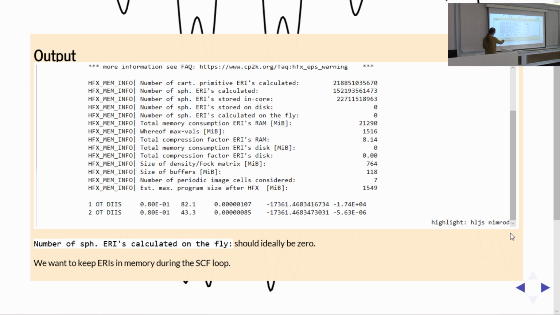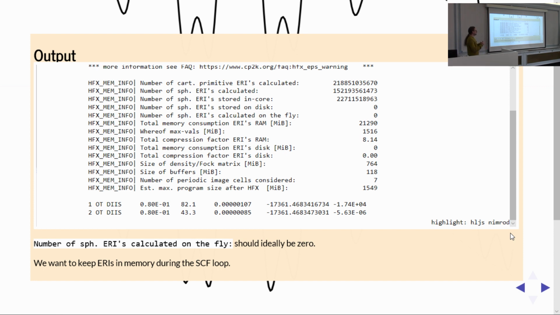But the later ones, after the first one, they should cost not much more than a normal GGA calculation because you've already got them all there. So that's a big, big speed up if you can get to that point. Again, I won't go into it.